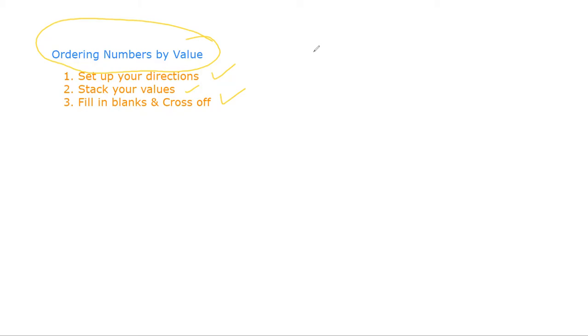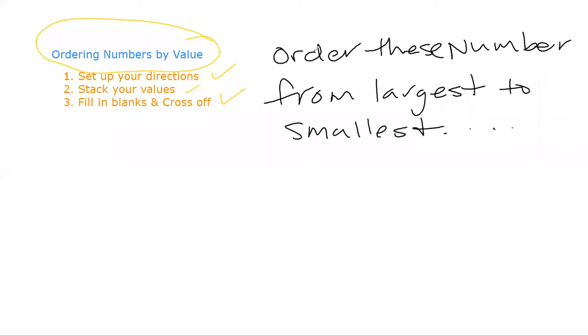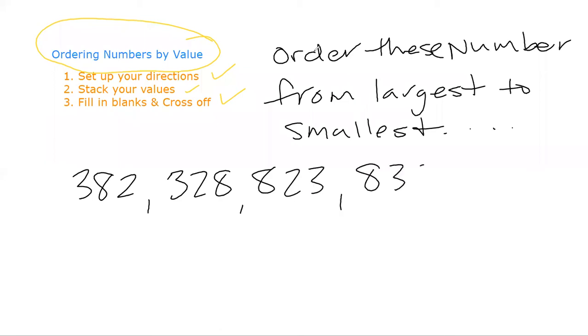We're going to go ahead and look at a certain problem here. A typical scenario might be to order these numbers from largest to smallest, right? So maybe that's our first direction. And then it's going to give us a series of numbers. So here's our problem, right? We got four numbers. We need to put them in order from their largest value to their smallest value.